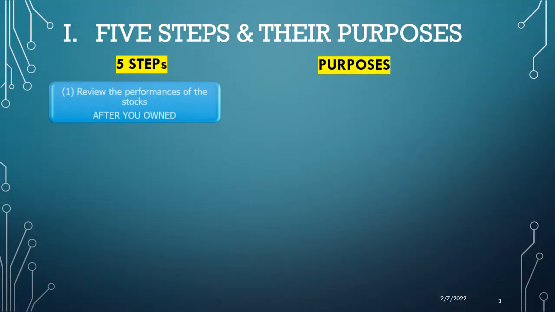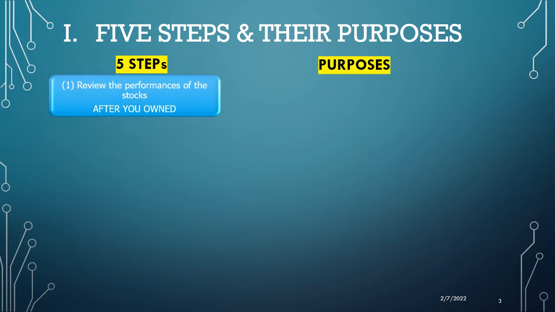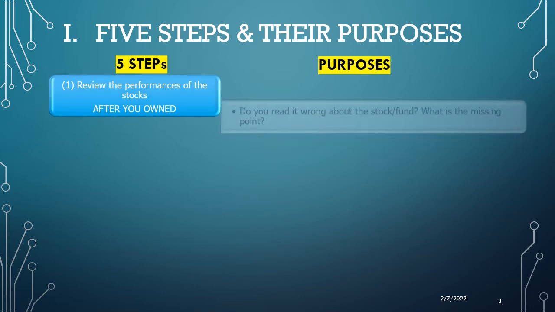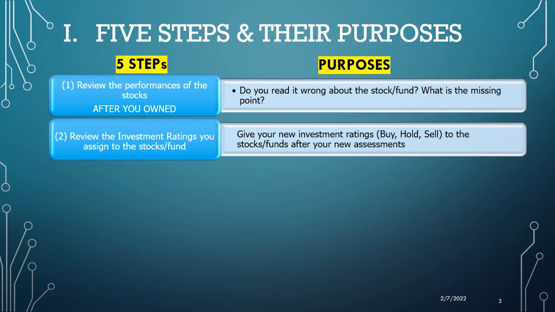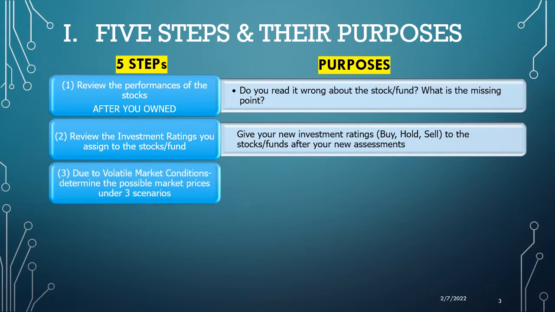Five steps. First is to review the performance of the stock after you own it. The purpose is to see whether you read it right from the very beginning about the stocks or fund, and what you have missed. Then you review the investment rating that you have assigned to the stock: buy, hold, sell. And then with your new assessment, what will you rate the stock or funds?